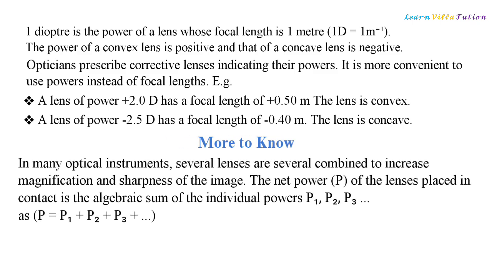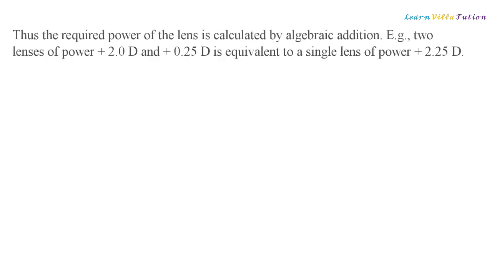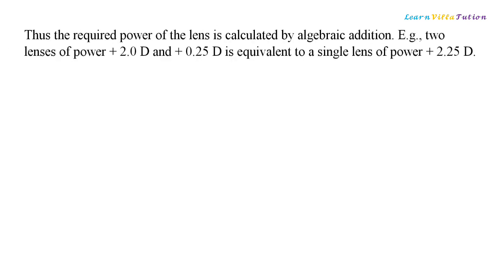In many optical instruments, several lenses are combined to increase magnification and sharpness of the image. The net power, P, of the lenses placed in contact is the algebraic sum of the individual powers P1, P2, P3 as P is equal to P1 plus P2 plus P3 and so on. During eye testing, an optician puts several corrective lenses of known power inside the testing spectacles frame. Thus the required power of the lens is calculated by algebraic addition.